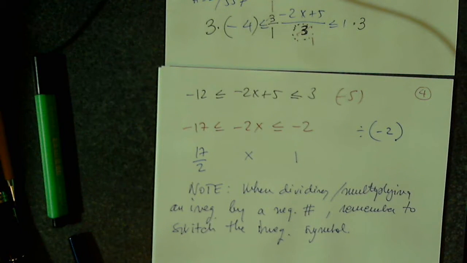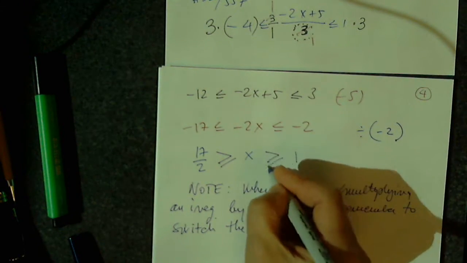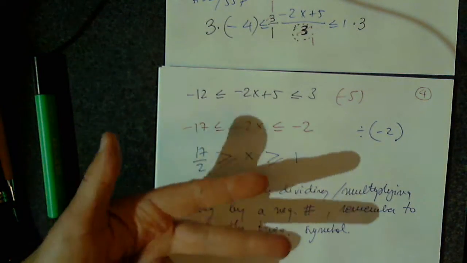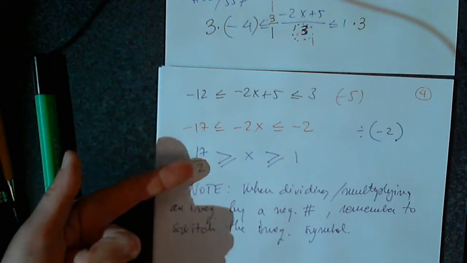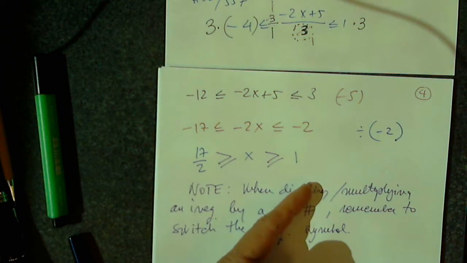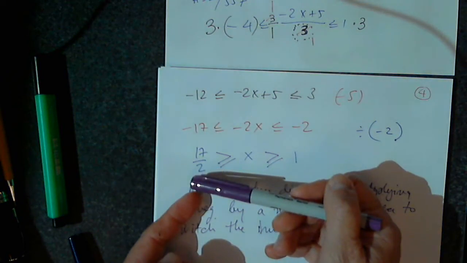When dividing or multiplying an inequality by a negative number, remember to switch the inequality symbol. So from less than or equal to, I have to switch it to greater than or equal to. Again, the same thing. You notice that it will make no sense to keep it this way, because 17 halves less than x less than 1. 17 halves is not less than 1. 1 is less than 17 halves.